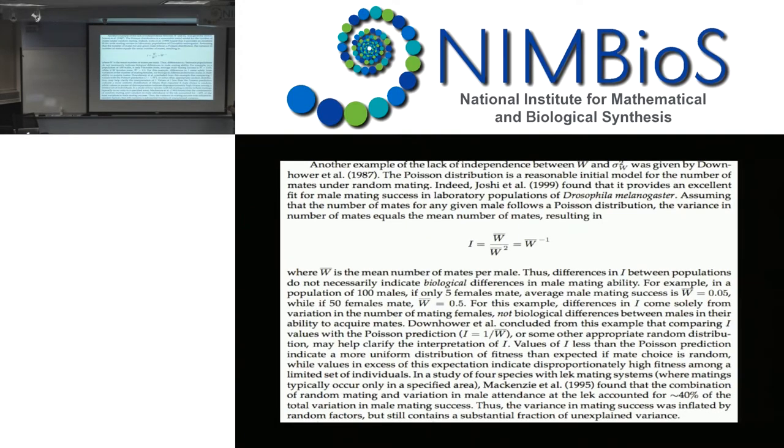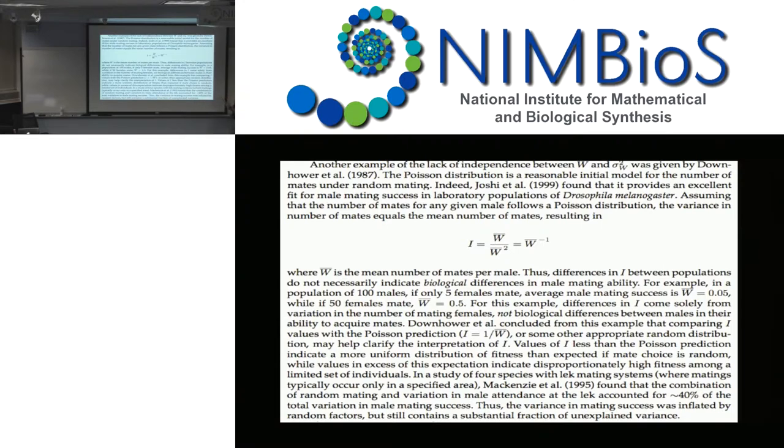The other way that can come up is random mating. So if you assume random mating follows a Poisson distribution, recall for a Poisson, the mean and the variance equal each other. So the variance divided by the mean squared just gives you 1 over W bar. So if you're looking at a window and the mean population fitness changes over time, remember, mean population fitness is independent of variance in fitness. So for example, say I've got 100 males. If only 5 females mate, then the average mating success is 5%, and this basically becomes 1 over 0.05. But if 50 females mate, the average mating success goes up to 50%. There's no intrinsic difference in this population, except the number of females goes up.